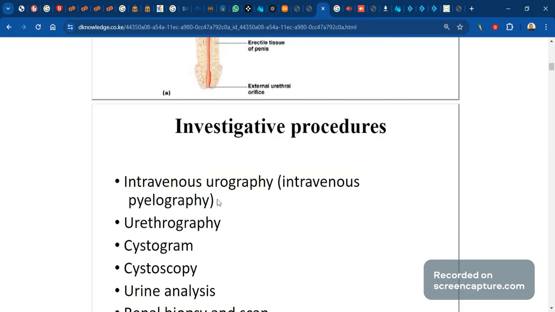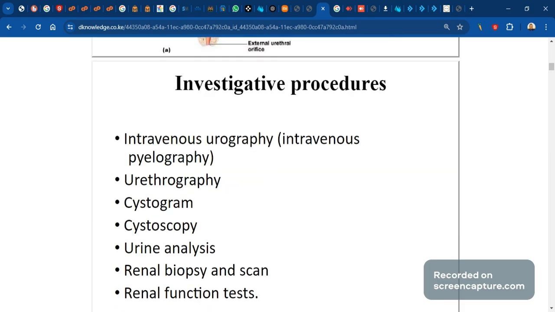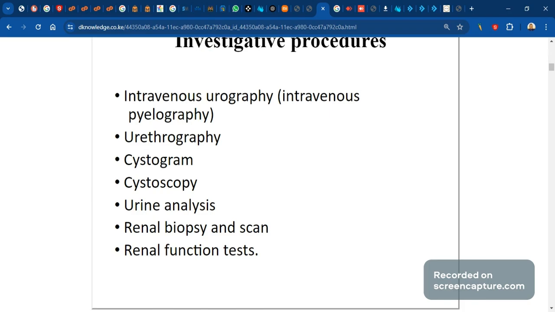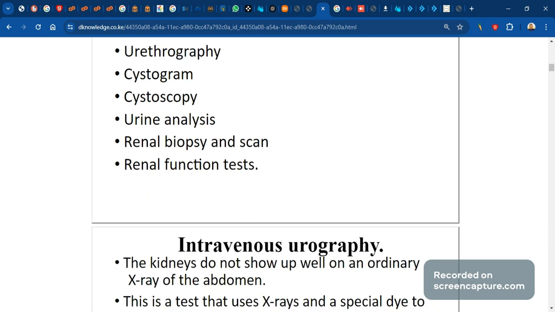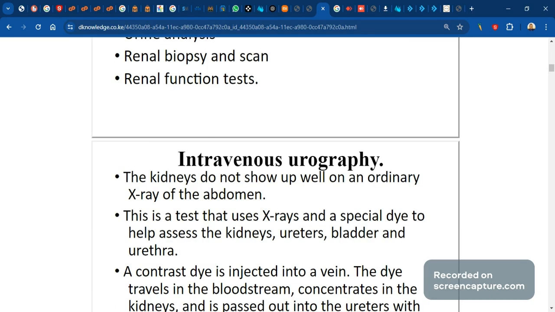So investigative procedures. Sometimes we do intravenous urography, intravenous pyelography. We can do urethrography, cystogram, cystoscopy. We can use urine analysis, which you call urinalysis. It's faster. Some people pronounce it as urine analysis, so it's supposed to be urine analysis. But even if you write U stroke A and request the lab for the same, it's okay. If you just say urinalysis, that is okay as well. Then we have renal biopsy and scan, and renal function tests as well.